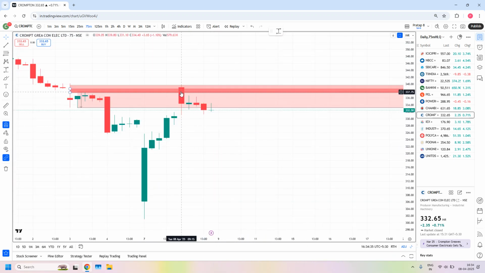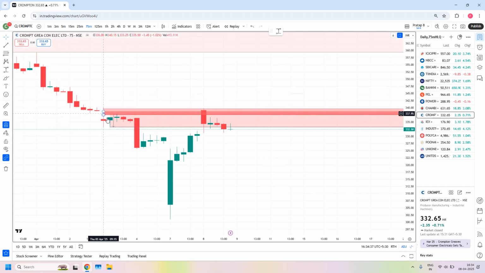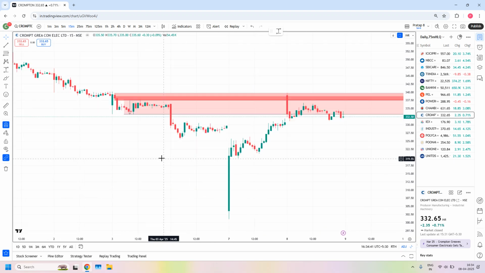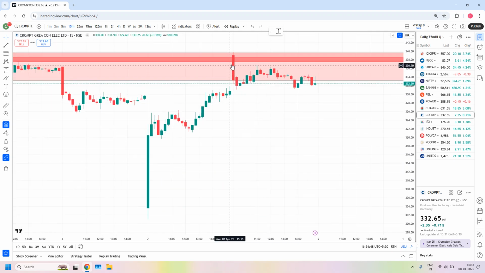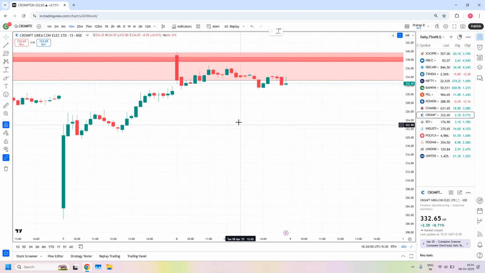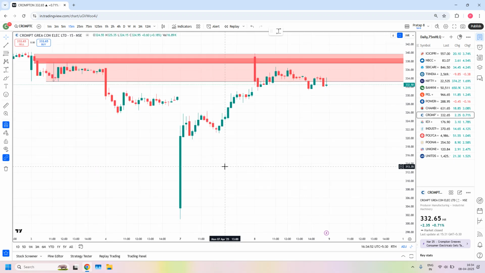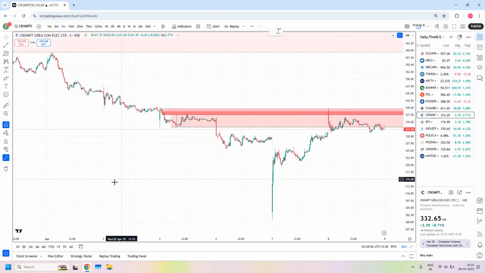See, Crompton also, same thing happened. We have an LTF zone. Crompton is having an LTF, lower time frame zone origin. See, rally base drop. This is the origin. So it gave you a trade from the origin. After that, prices came down. So within the origin, we have a fine-tuned 5-minute zone.